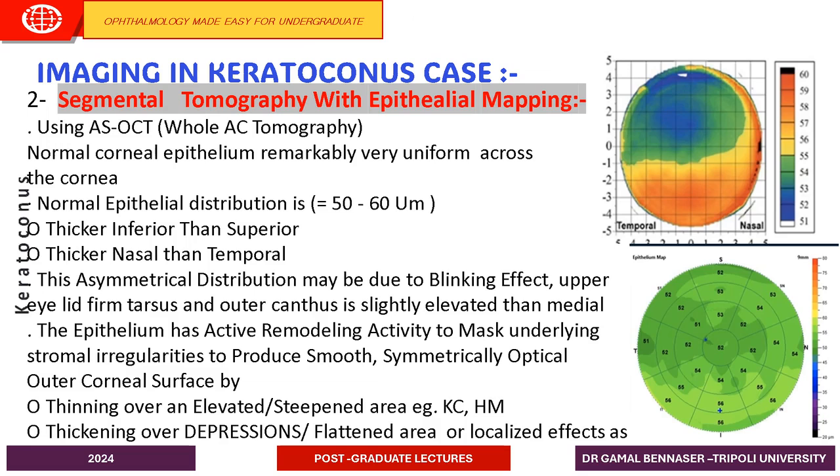The second important imaging tool in the corneal diseases is the segmental tomography made by the anterior segment OCT and the evolution of what's known as the epithelial mapping. And this was because of the advancement in the anterior segment OCT, so that the detailed description of the corneal epithelium has been made after the evolution of the anterior segment OCT.